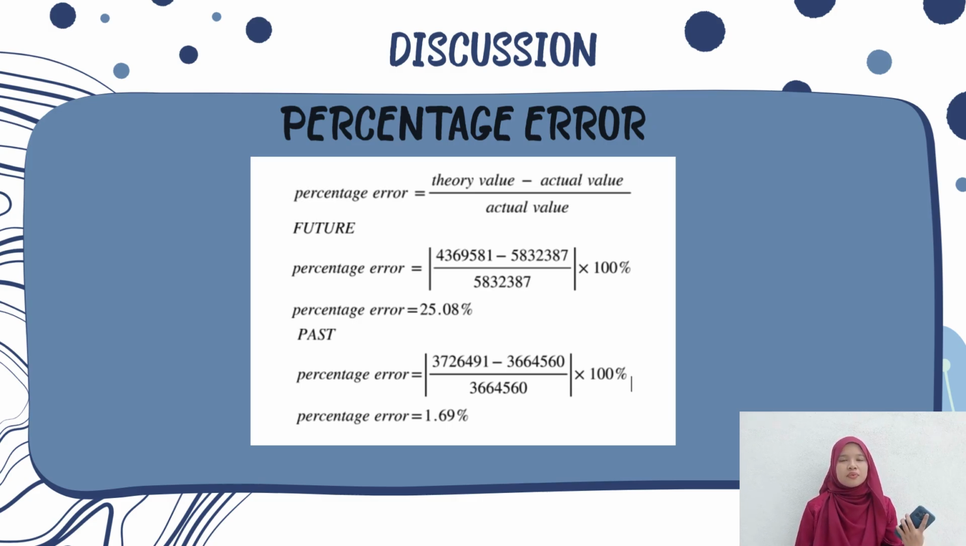What we got: 25.08% for the future, different from what we predict in the theory value. For the past, we get 1.69%, different from what we predict in the theory value.